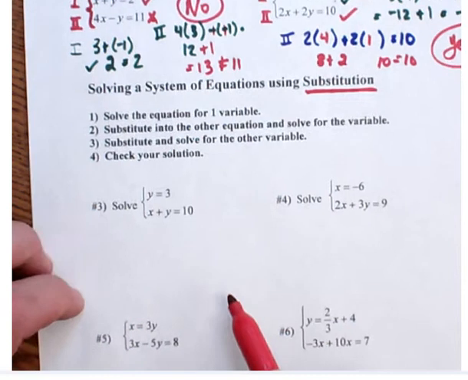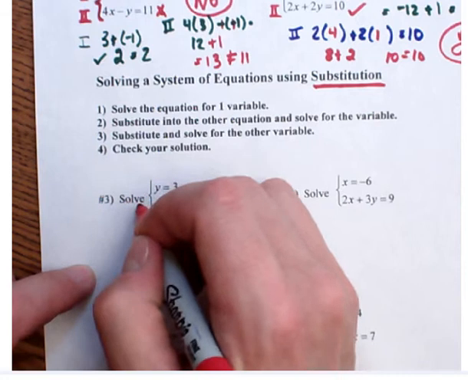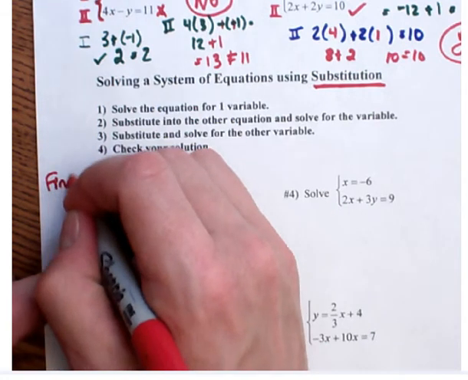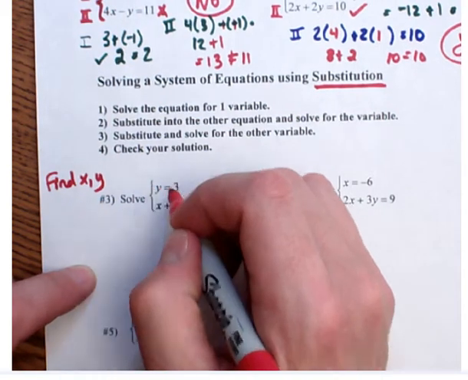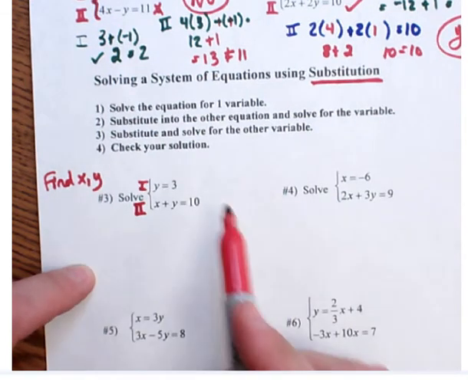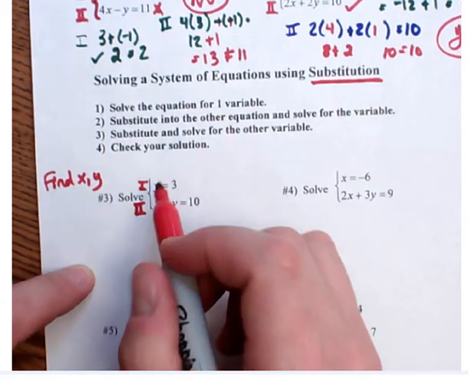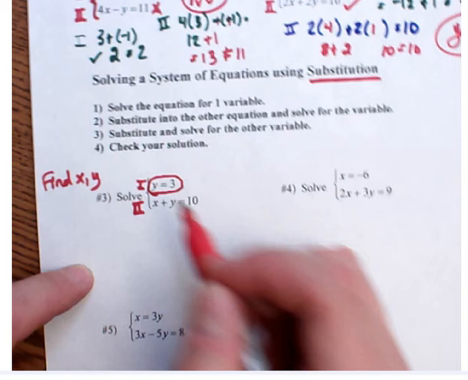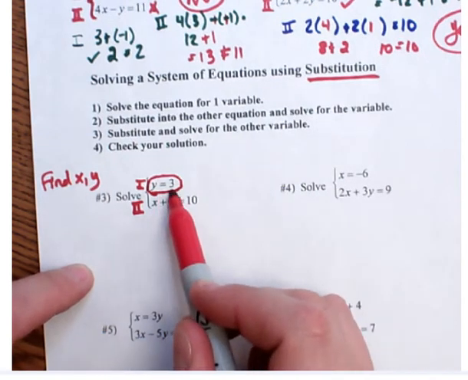All right, so let's look at an example here, and this will make some sense. So solve. When you see the word solve, they're saying find x, find y. If it's a system, find the x, find the y. The top equation is equation 1. The bottom equation is equation 2. In our steps, step 1 is to solve an equation for one variable. Notice that the top equation is y equals. Well, that's good. And it's even better because it's y equals a number, 3. We already know what y is. We're halfway done. We just need to figure out x.